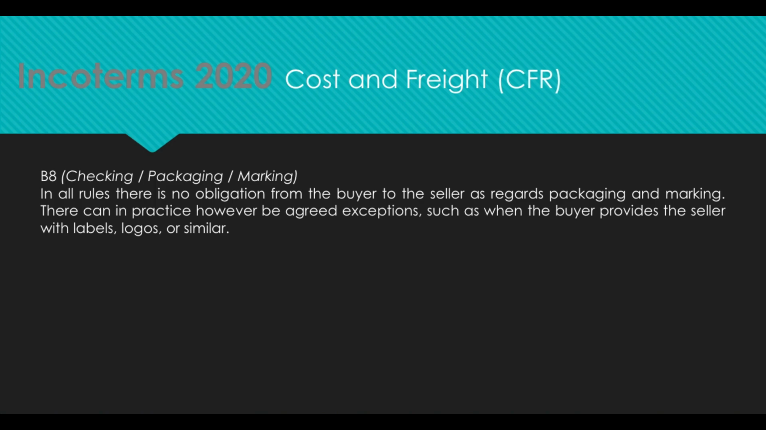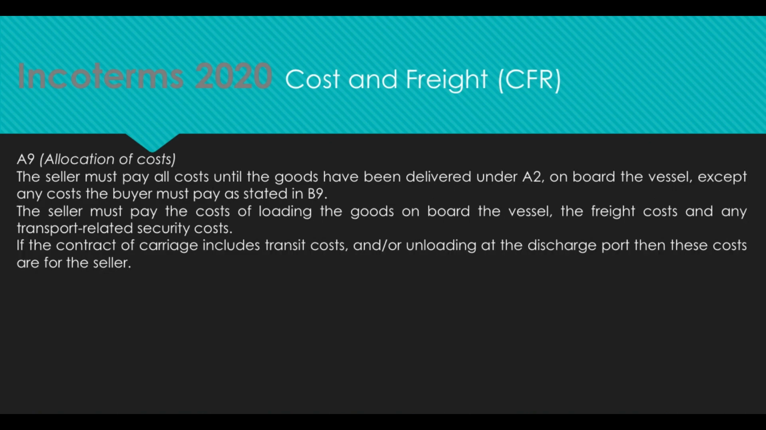So, any difficulty emerging from this scenario will be on the buyer. I mean, if the buyer fails to provide these sort of things, including the packaging, labels, and so on, any delay caused by this failure will be on the buyer, and the buyer will pay for any demurrage or maybe any storage costs, etc. A9, allocation of costs.